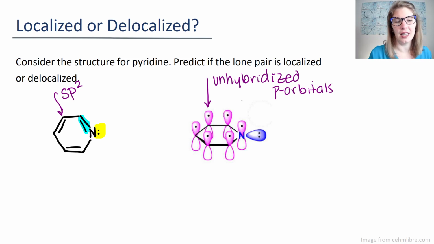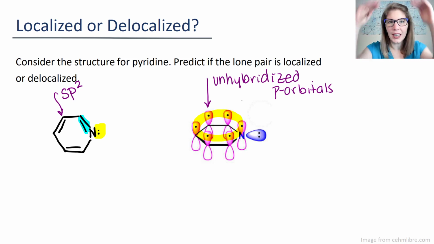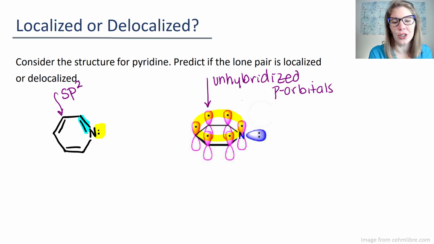The other thing that this is showing is all of my p orbitals are all parallel to one another, which means they can all overlap. And they're actually overlapping above the ring and below the ring. It's just hard to draw both of them and have you still be able to see it.